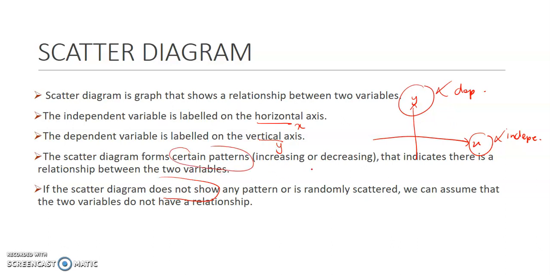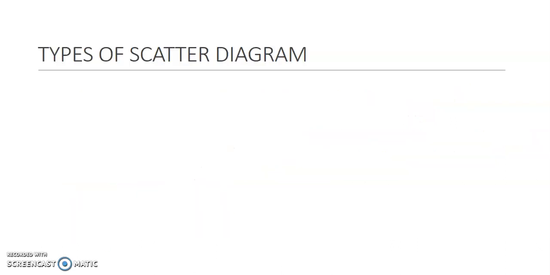After you draw the scatter diagram, if the scatter diagram forms a certain pattern, whether increasing or decreasing, this indicates that there is a relationship between the 2 variables. So kalau you look lepas dah lukis scatter diagram, lepas tu you nampak ada pattern increasing ataupun decreasing, maksudnya ada relationship between the 2 variables. But if your scatter diagram does not show any pattern, you can assume that the 2 variables do not have a relationship.